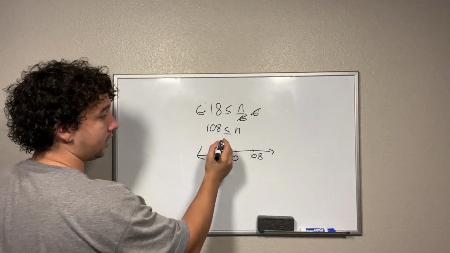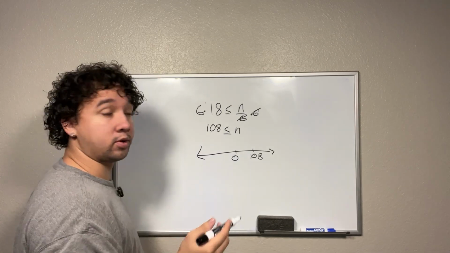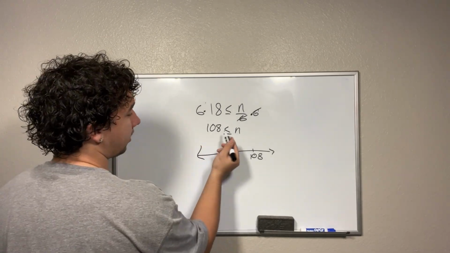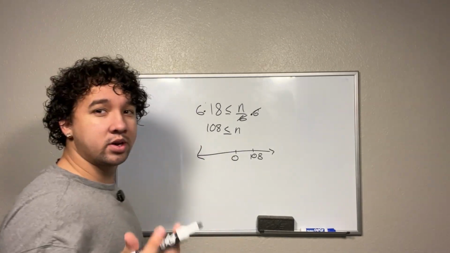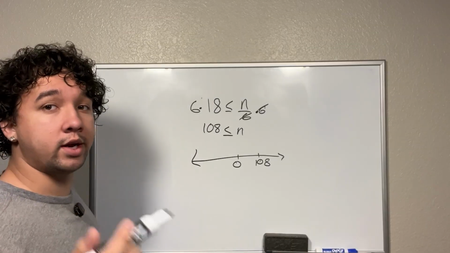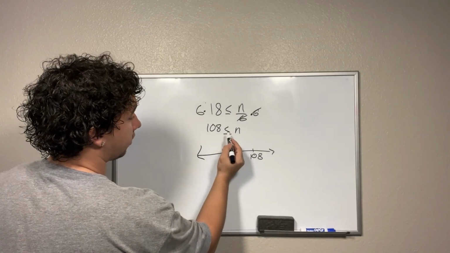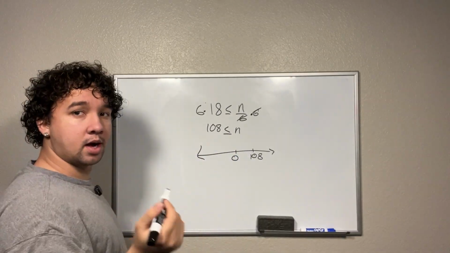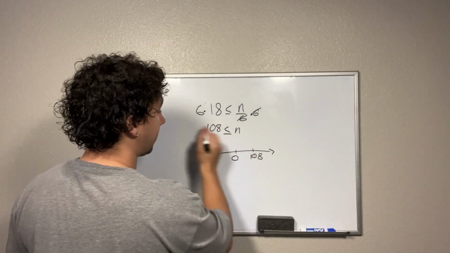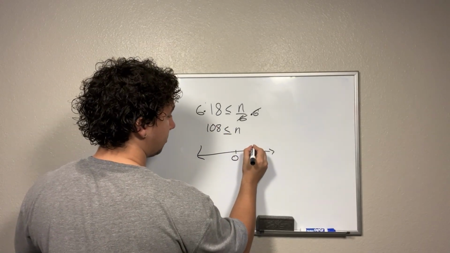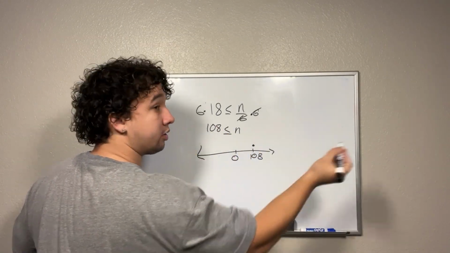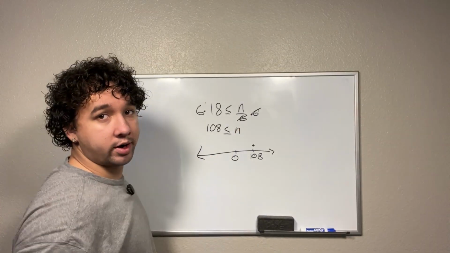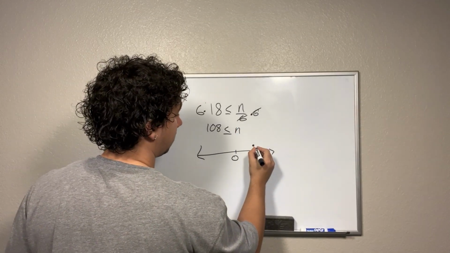And this is the part where people get tricked a little bit. You get 108 is less than or equal to n. I would never read it like that. Always read in terms of n. So n is greater than or equal to 108. That makes a lot more sense, right? So in that case, I know that my values have to be greater than or equal to 108. I'm going to put my solid circle here, and it's going to be greater than 108. Is 0 greater than 108? No, so I'm going to draw this direction.